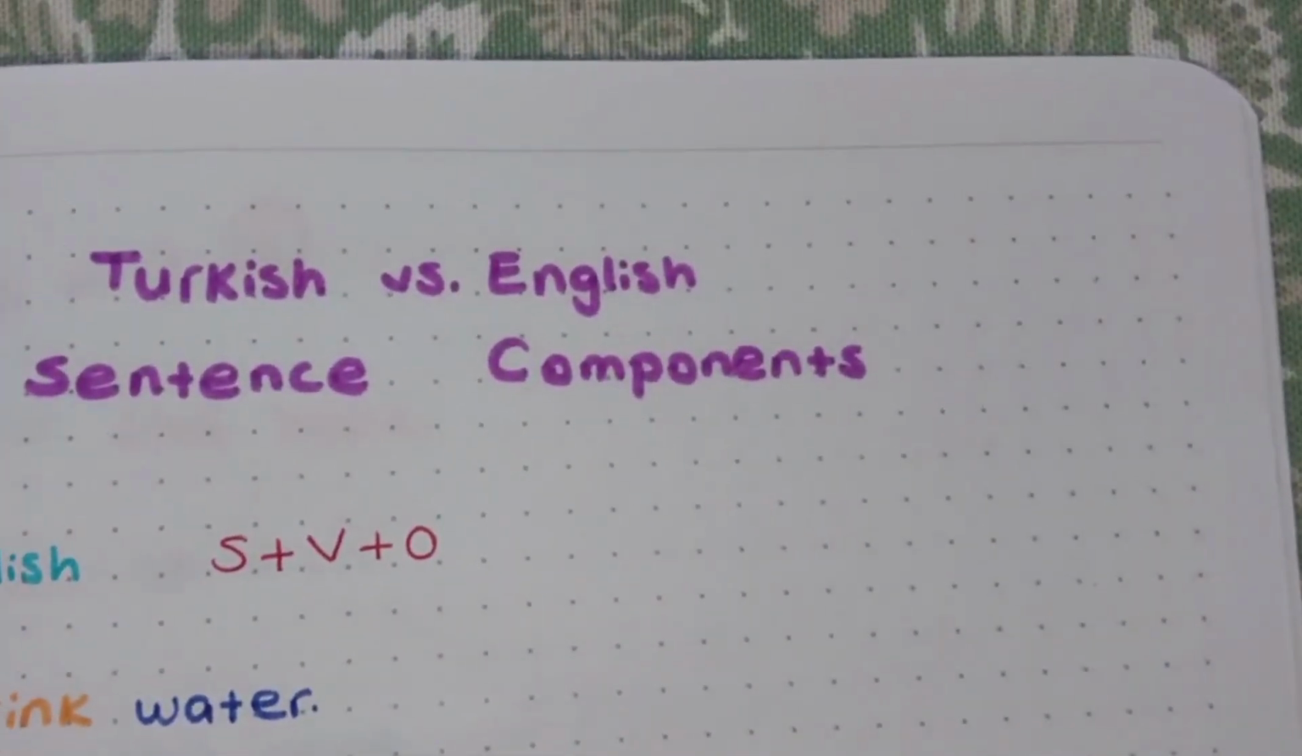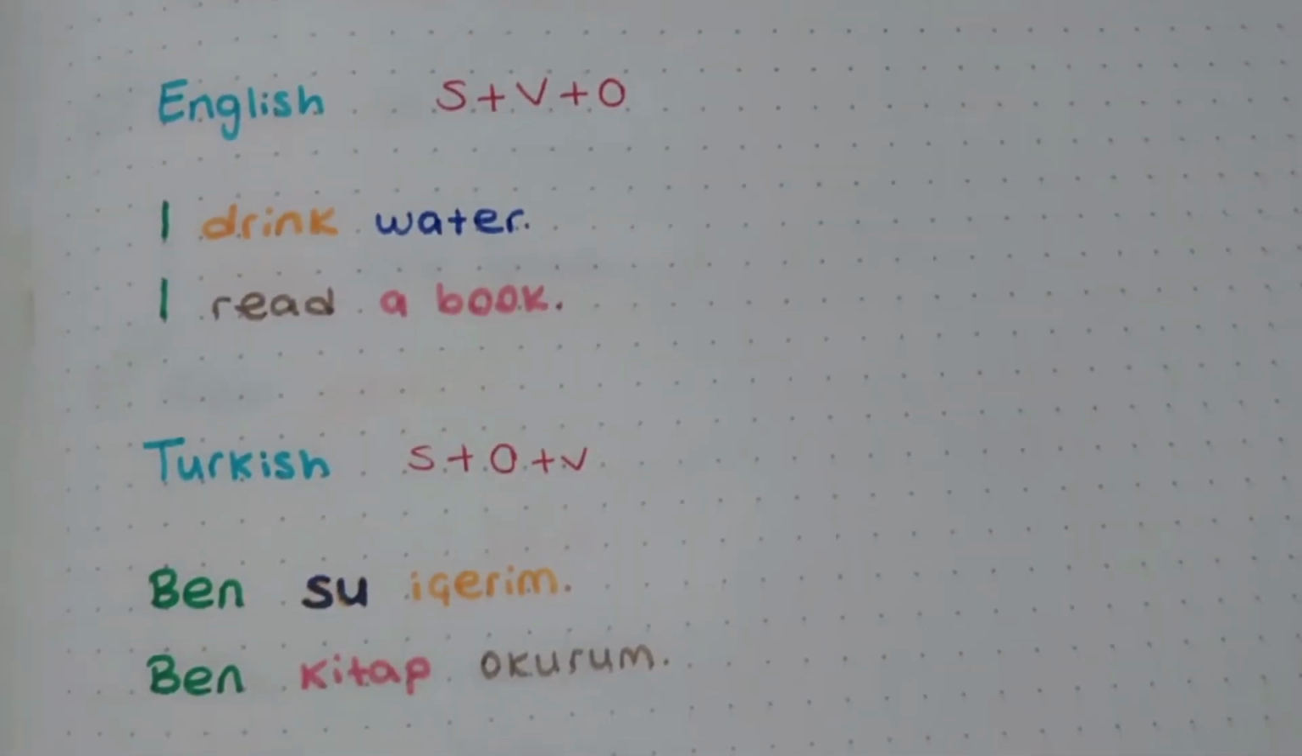The most notable of which is, unlike the English subject-verb-object word order, where, for example, you would say, I drink water, I read a book, Turkish has a subject-object-verb order, the equivalent being I water drink or I a book read. Ben su içerim. Ben kitap okurum.